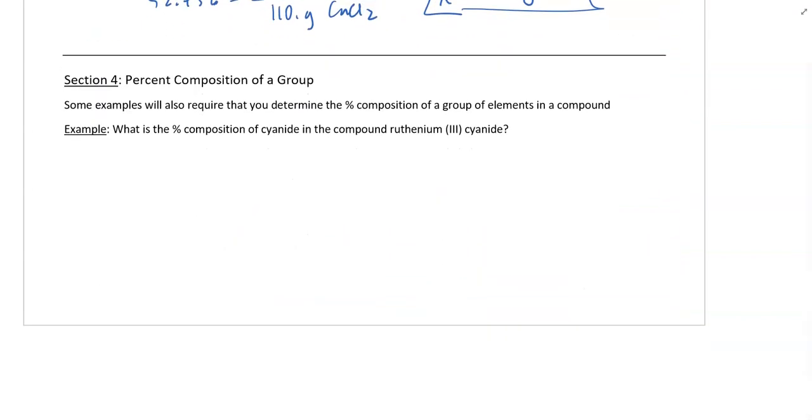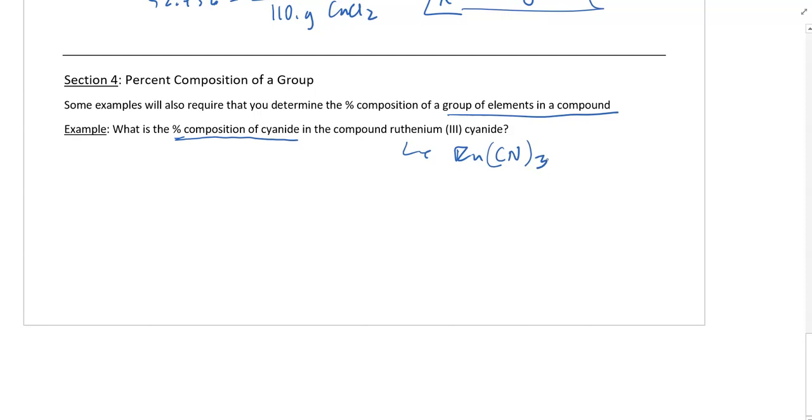Finally, we're going to do percent composition of a group. Percent composition of a group here is very similar. Just be careful about how you add the numbers. Sometimes we want percent composition of a group of elements in a compound. So in this case, what is the percent composition of cyanide in the compound ruthenium(III) cyanide? Once again, given a word, let's go ahead and get to a formula. So in this case, it's going to be Ru(CN)3.